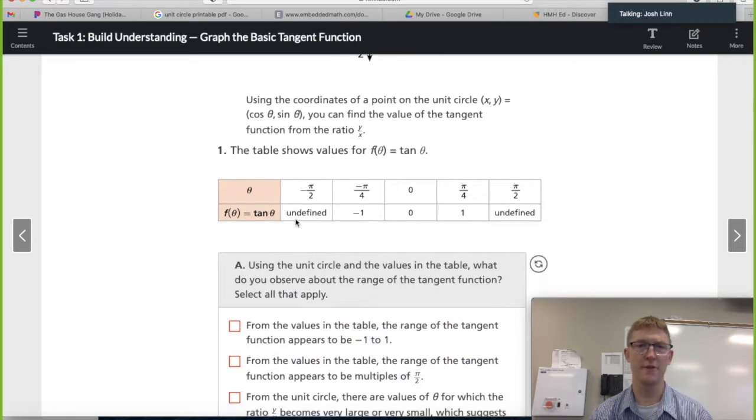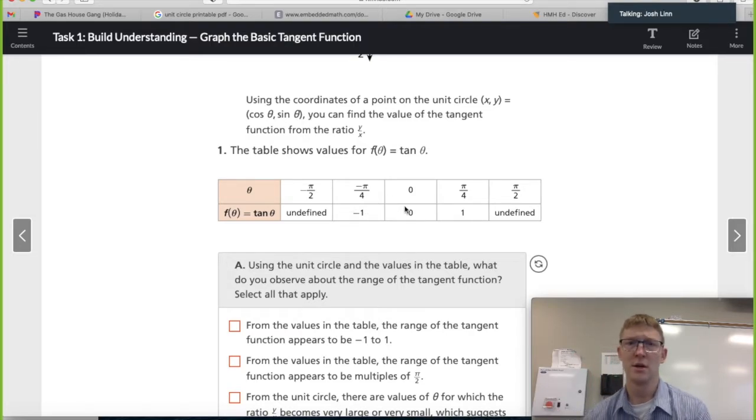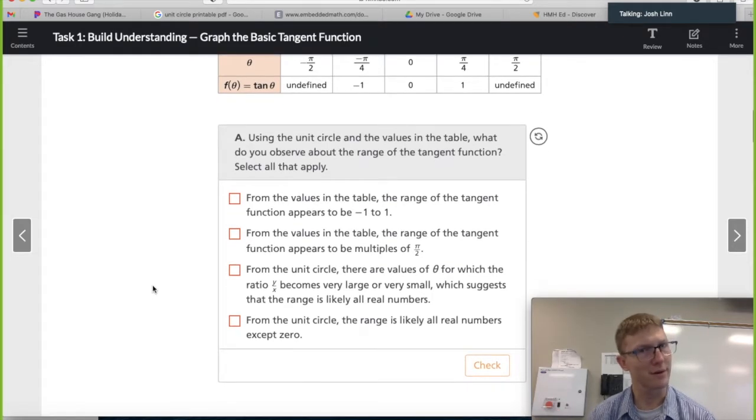It's undefined. Here's our table that we were talking about. We notice that 0, 0 goes to the origin. As we go from 0 off to the negative side, we hit -1, and then it goes undefined. That's bizarre. It says, using the unit circle and values in the table, what do you observe about the range of the tangent function?